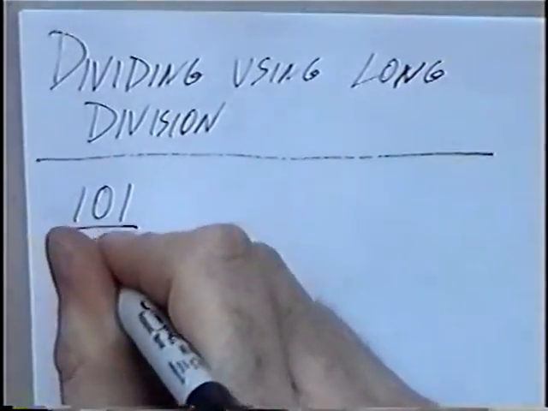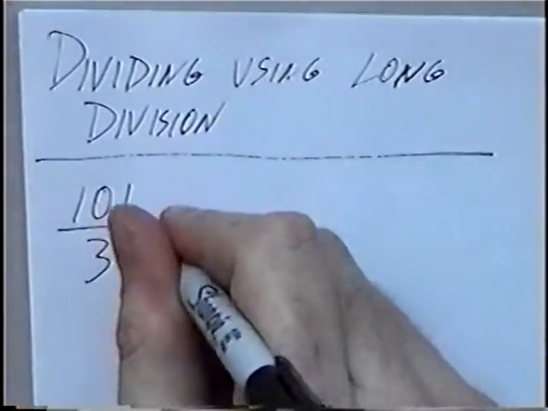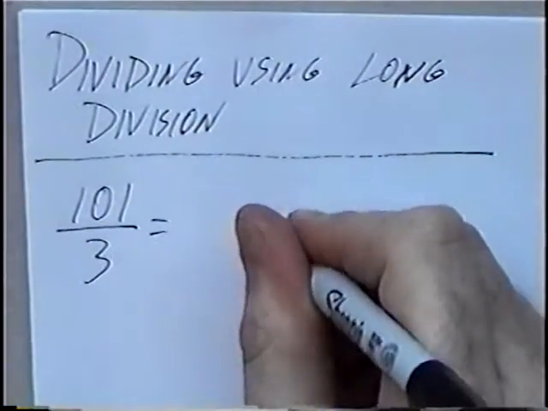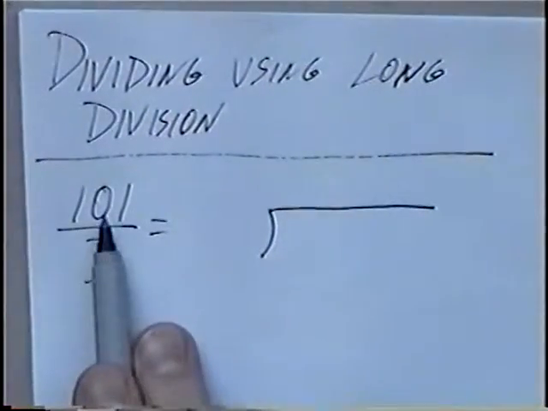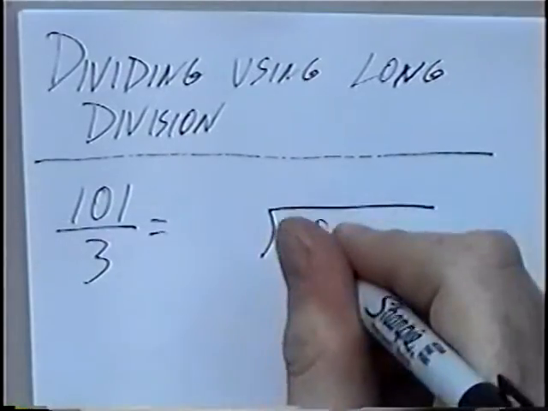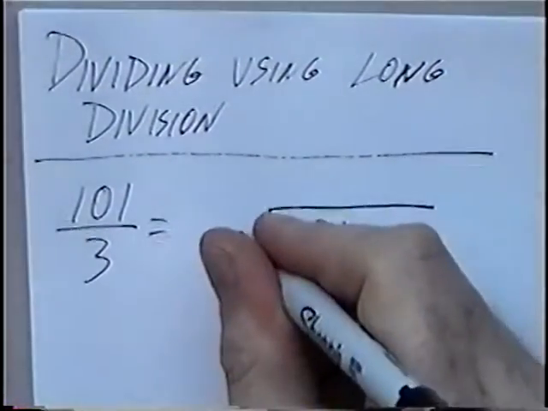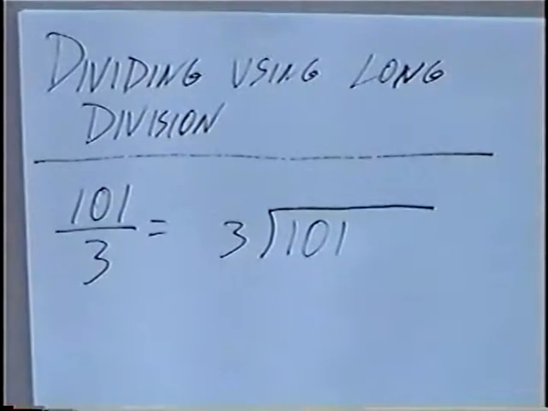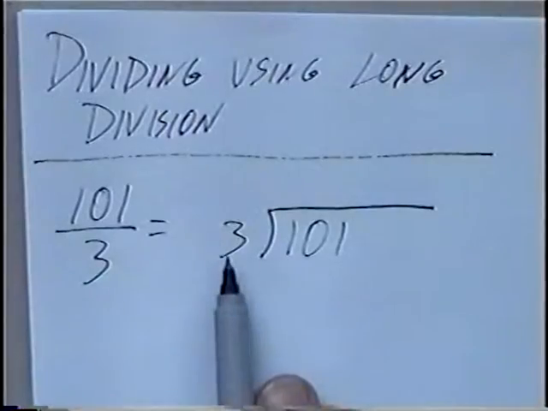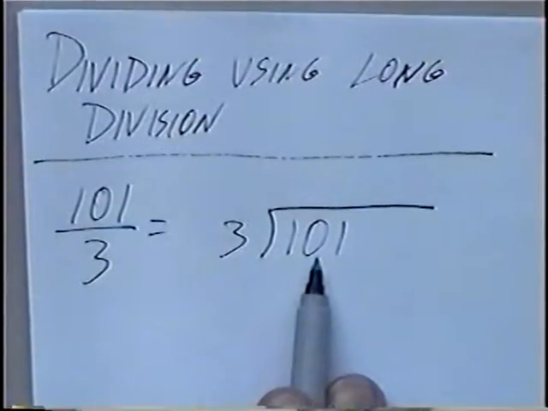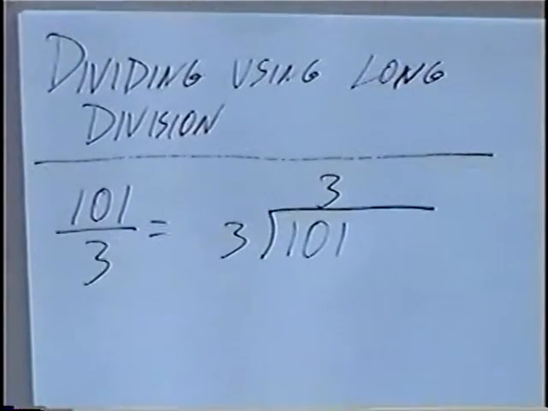101 divided by 3. Taking these two numbers, we can divide them using long division. If you remember, for long division, the number that goes inside is the numerator, which is 101, and the number we're dividing by, or the denominator, goes outside the dividing sign. Dividing from here, 3 doesn't go into 1, but 3 will go into 10.